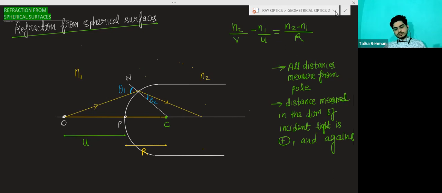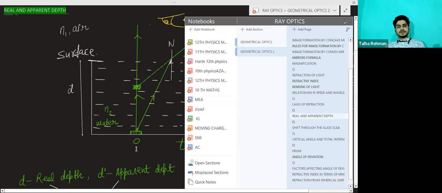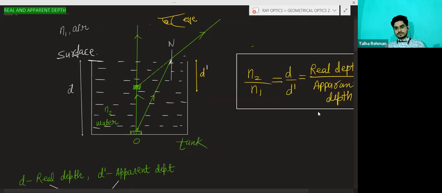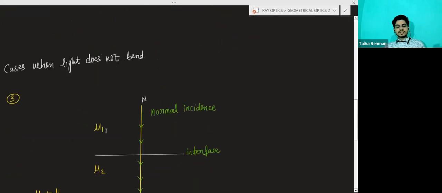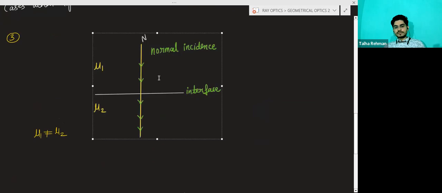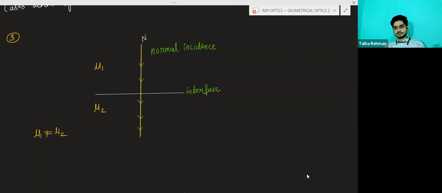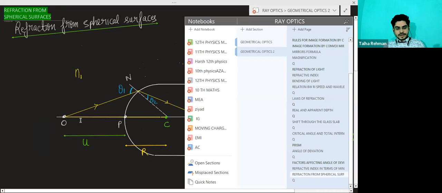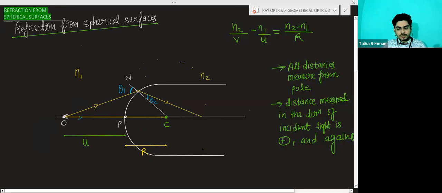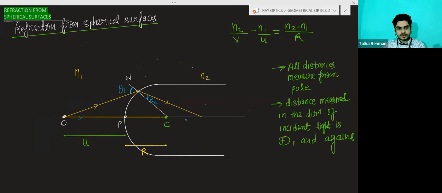This is the object. O is the object here. So finally, the refracted ray is here, passing from here. Now, one thing I have told you: whenever there is a normal incidence, the light ray will pass straight. So I am taking a ray from this object normal to this surface, and that ray will pass straight, and will not suffer any kind of refraction or bending. So it will go straight like this. Both the rays will meet here.